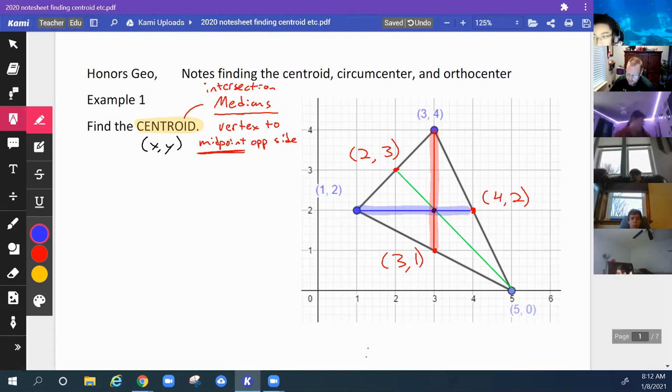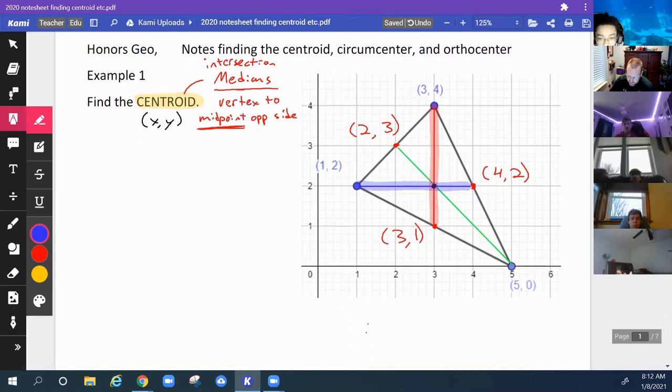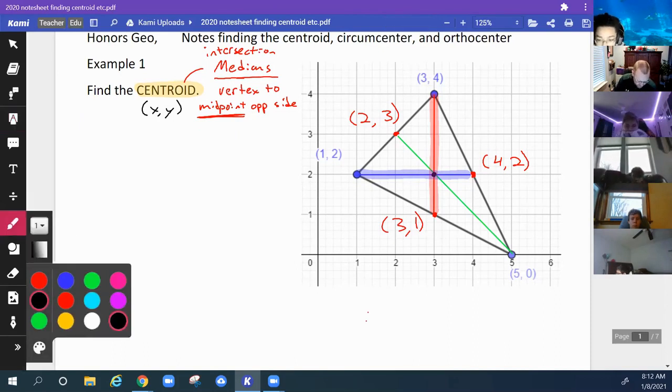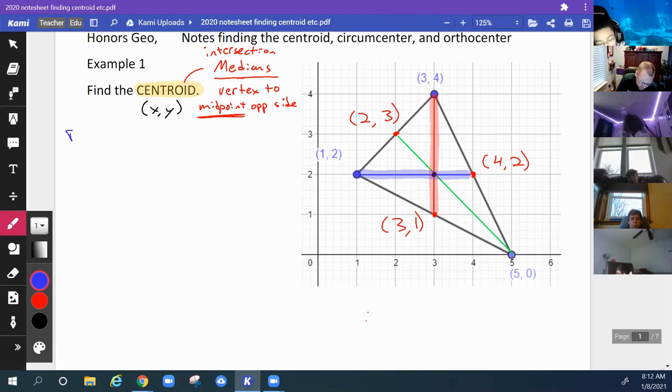Now, not every problem is going to be done just like this one, where they're going to be nice vertical and horizontal lines, but this is just how this example worked out. So the first thing I want to do is find the equation of the blue median. Okay, so let's talk about the blue median. Now, I'm trying to color code these because it's just easier to work with and easier to follow.